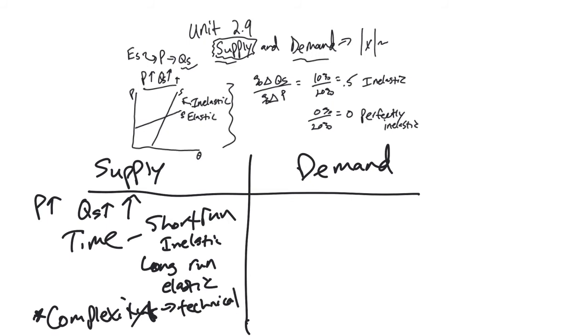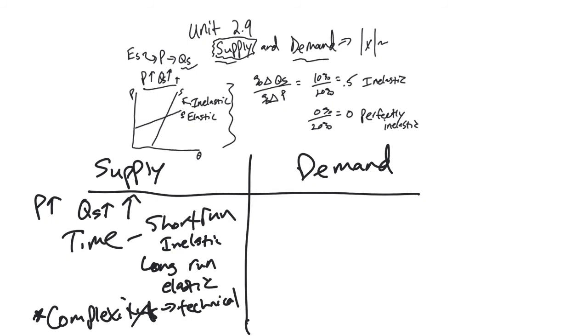So think of something like a jumbo jet or a spacecraft, something that's very technical. Even if the price of that good goes up, the complexity, the technical nature of trying to produce it is going to limit my ability just to mass produce a lot more. And so it's going to be very inelastic in the quantity supplied.